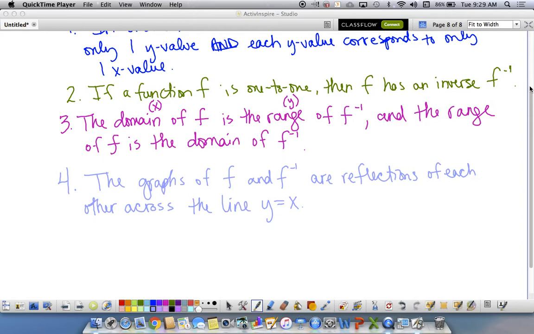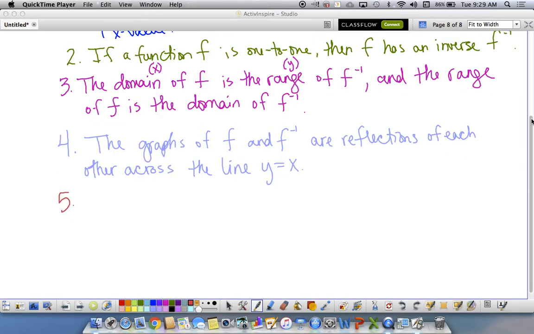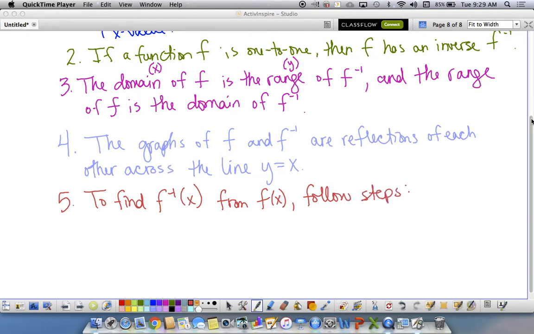And the last one, last but certainly not least, number 5. To find the inverse, to find f⁻¹ from f of x, we're going to follow the steps. We all like steps, right? You do this, then you do this, then you do this. So I'm going to put a little step 1.